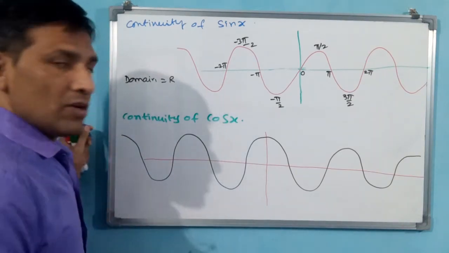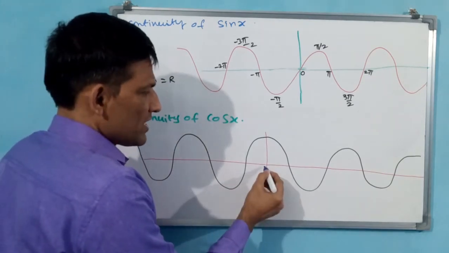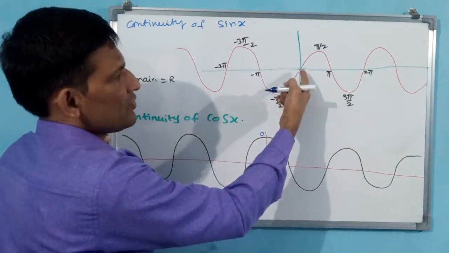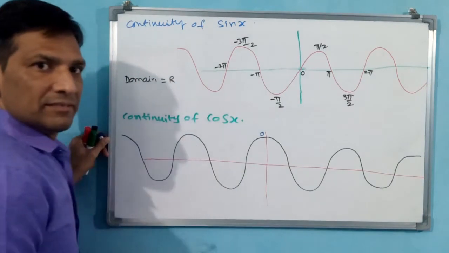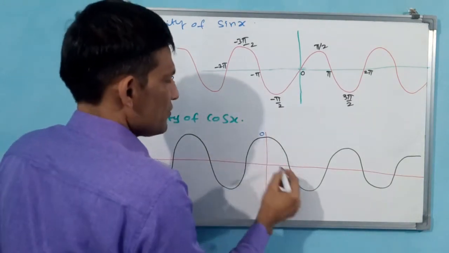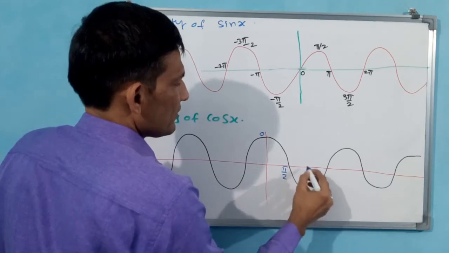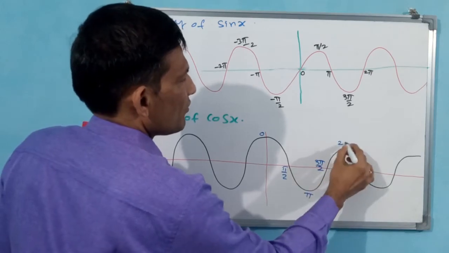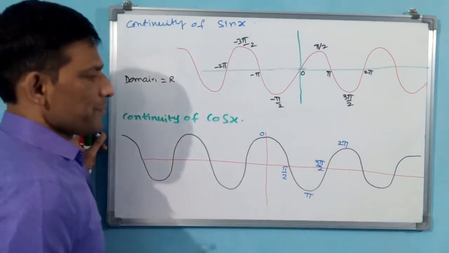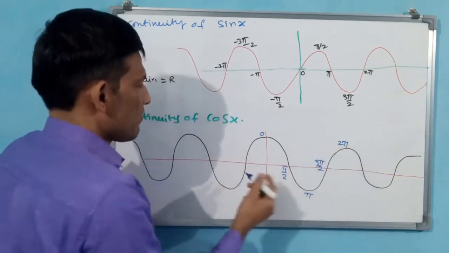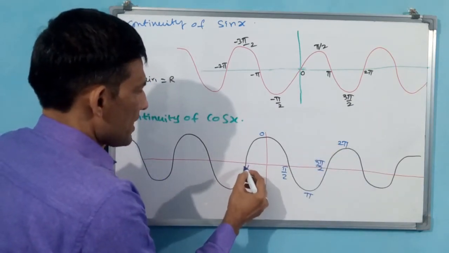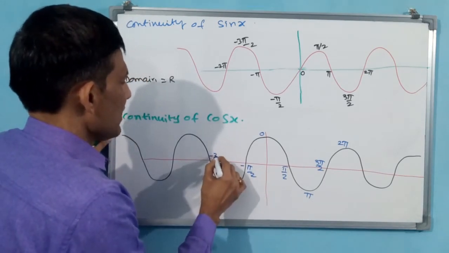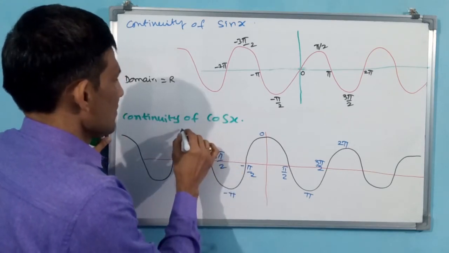See, for the cos x graph, at 0 degrees it will start at full 1. Cos 0 is 1, but sin 0 is 0, and sin 90 is 1. Okay. 0, pi by 2, pi, 3 pi by 2, 2 pi. Here also you see 0, minus pi by 2, minus pi, minus 3 pi by 2, minus 2 pi.